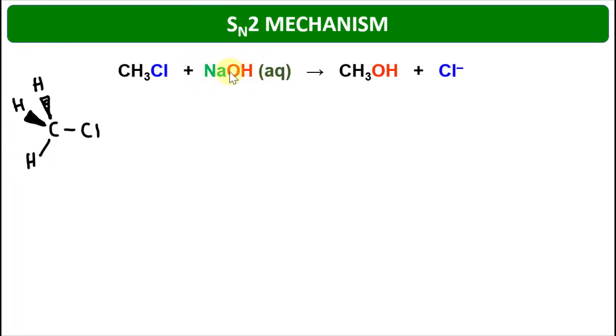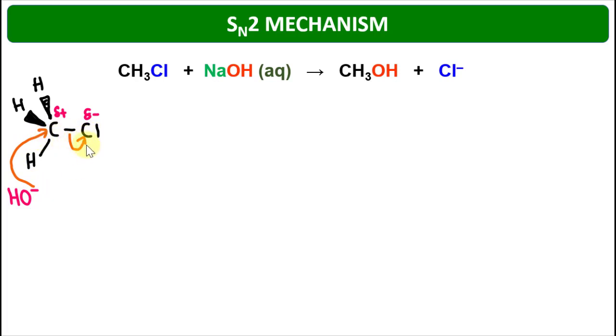Since we have the sodium hydroxide aqueous solution, our nucleophile here is just the hydroxide ion. Since the carbon is the electron deficient site, it has a partially positive charge and the halogen here has a partially negative charge. To minimize the repulsion between the halogen atom and the hydroxide ion, the hydroxide ion will attack the electron deficient carbon from the back, and the bond between the carbon and the halogen will break.